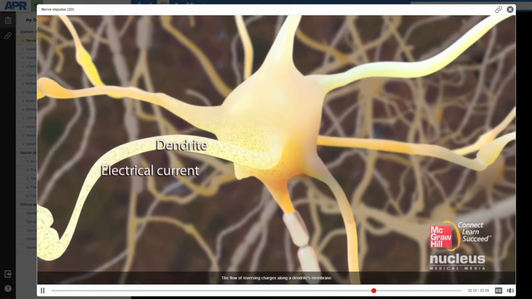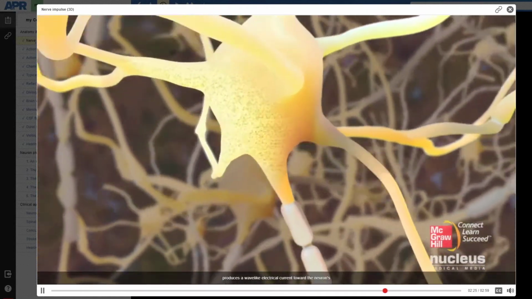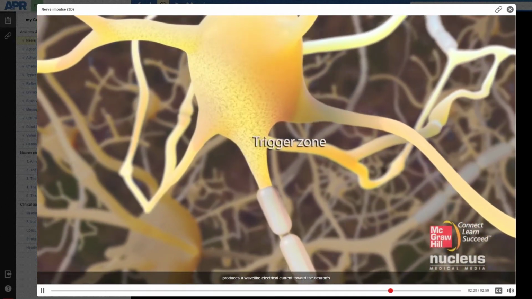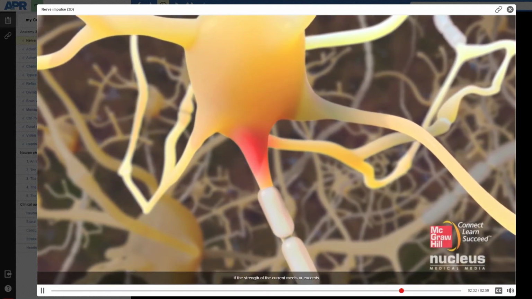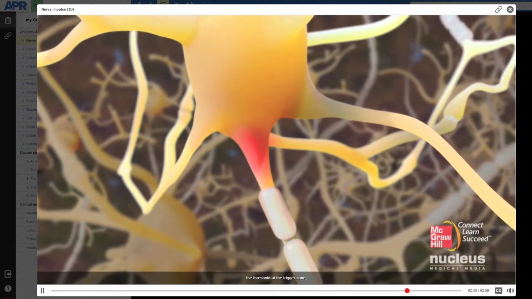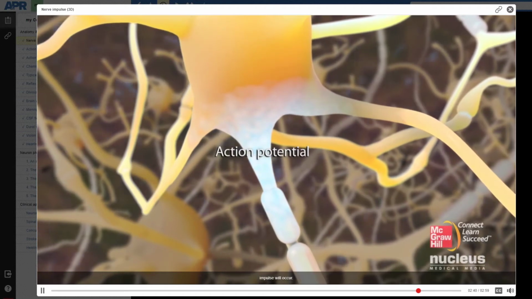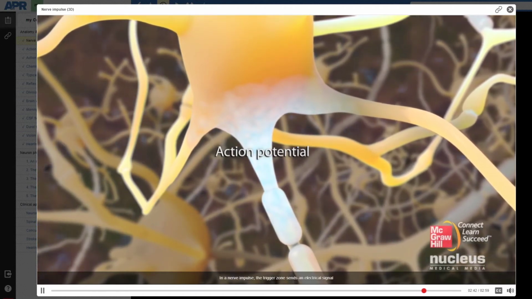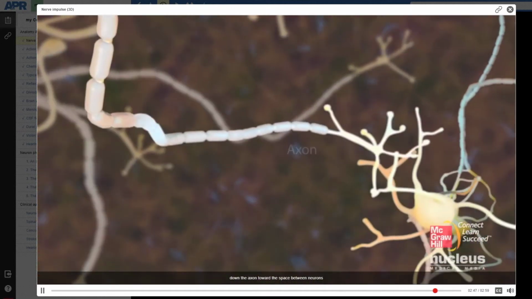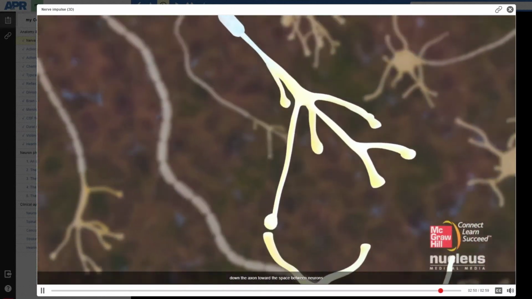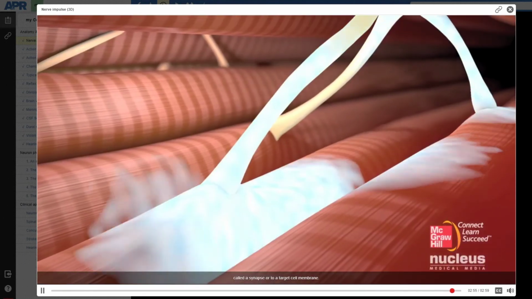The flow of reversing charges along a dendrite's membrane produces a wave-like electrical current toward the neuron's trigger zone. If the strength of the current meets or exceeds the threshold at the trigger zone, an electrical signal called an action potential or nerve impulse will occur. In a nerve impulse, the trigger zone sends an electrical signal down the axon toward the space between neurons called a synapse, or to a target cell membrane.